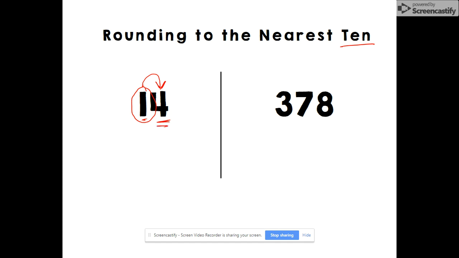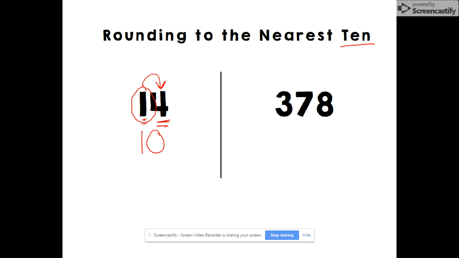4 or less, let it rest. Since that ones place value is 4, I'm going to let my tens place value rest. It's going to stay the same. The 1 doesn't change. And the last part of the rhyme says, from the arrow on, change to 0. So 14 would round to 10 when rounding to the nearest 10.